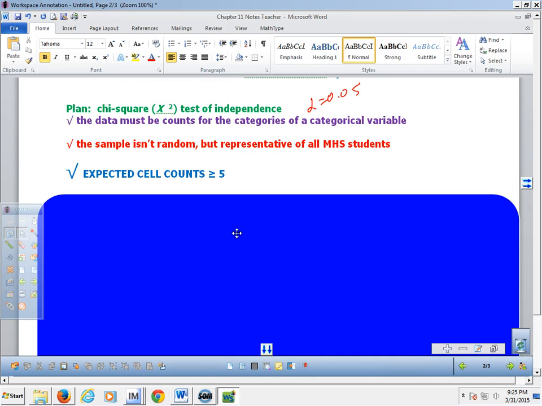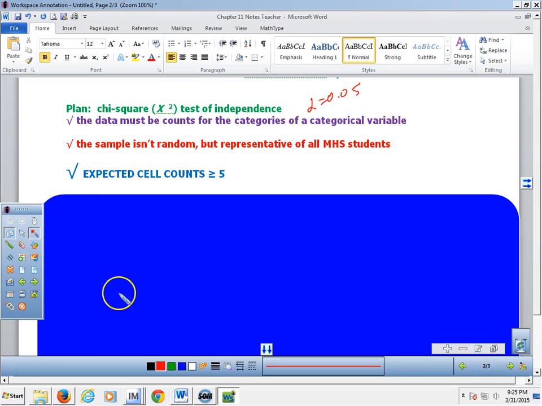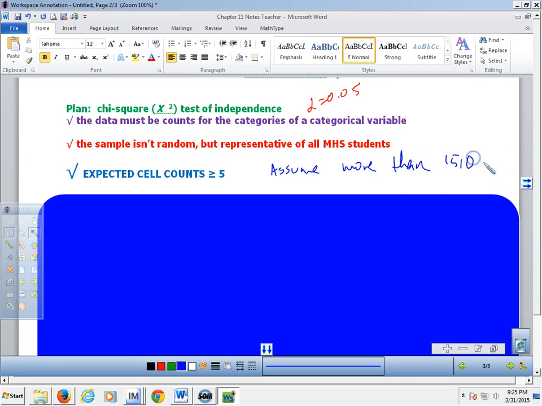And then, what's not listed here, but we need to list here, is our last condition, which is we're going to have to assume that there are more than 1,510 students at Magruder High School. It's a large high school, so it's probably a safe assumption to make.